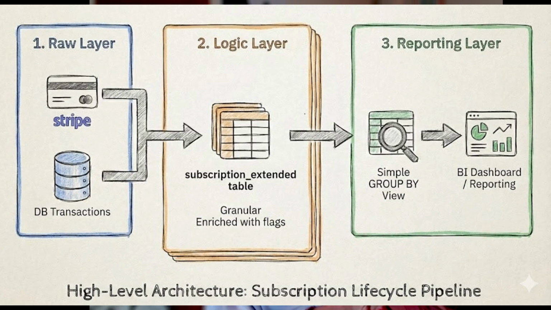So we have the first layer, which will be the raw data to the left: messy payments table, transactions, refunds, etc. In the middle, we will build a subscription extended table, which will hold all of our logic. We will create some clear flags: is new, is churn, is reactivated, which all of them will be our source of truth. The third layer is the reporting layer, which is basically just a dumb, fast aggregation level that feeds Tableau, Power BI, or whatever tool you're using.